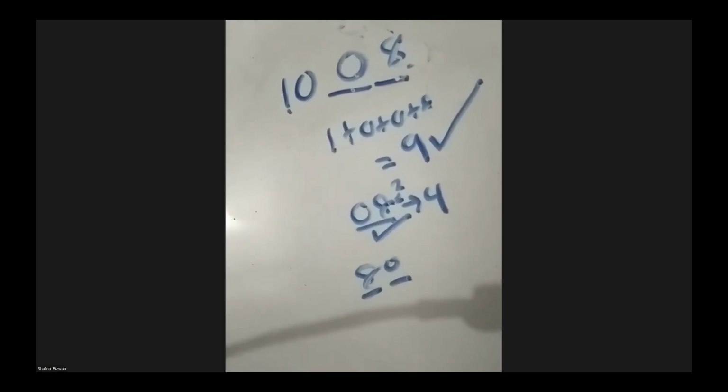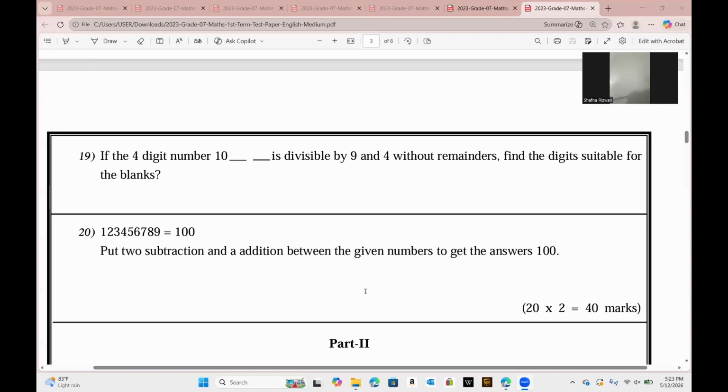Okay, now let's go to our last question. This last question is not that hard. They have given you a number, 1, 2, 3, 4, 5, 6, 7, 8, 9, and it should become equal to 100. They are saying you have to put 2 subtraction and 1 addition between the given numbers to get the answer as 100. Now let's see how to do that.